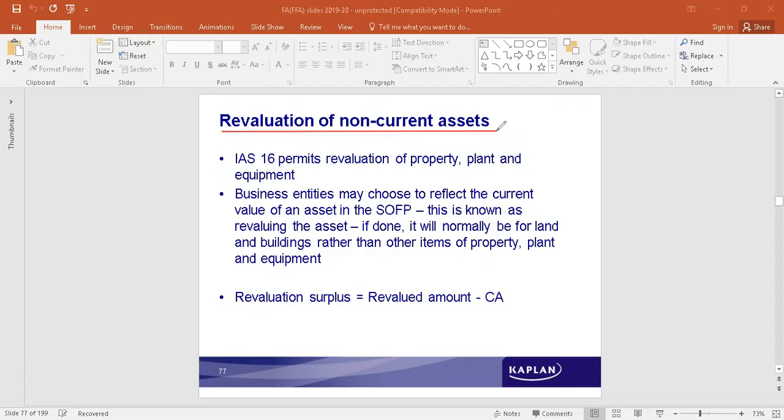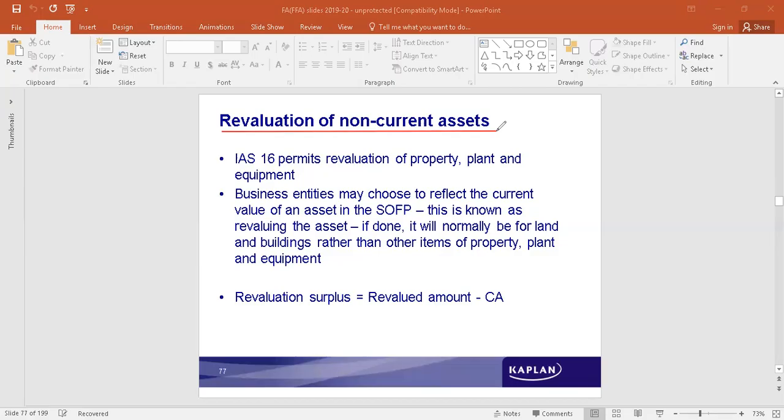So revaluation of non-current assets, what does it mean? The business entities may choose to reflect the current value of an asset in the statement of financial position. This is known as revaluing the assets. So periodically, then they think about, see the principles of accounting.